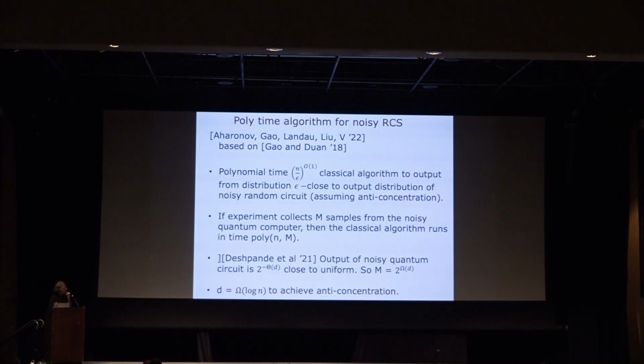Now, if you want to think about this asymptotically, then you want to set d equal to log n, because d equal to log n is where you get two things happening. One is the output of the noisy quantum circuit is always known to be 2 to the minus d close to uniform. And so if you want to be able to tell the difference between the output of the quantum circuit and the uniform distribution, which is the minimum you have to do, then d cannot be larger than log n. On the other hand, you need log n to achieve anti-concentration. So that's sort of the Goldilocks regime.